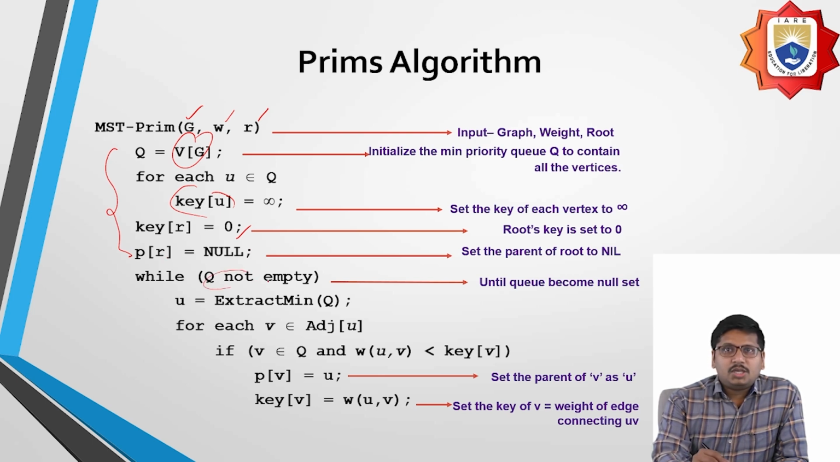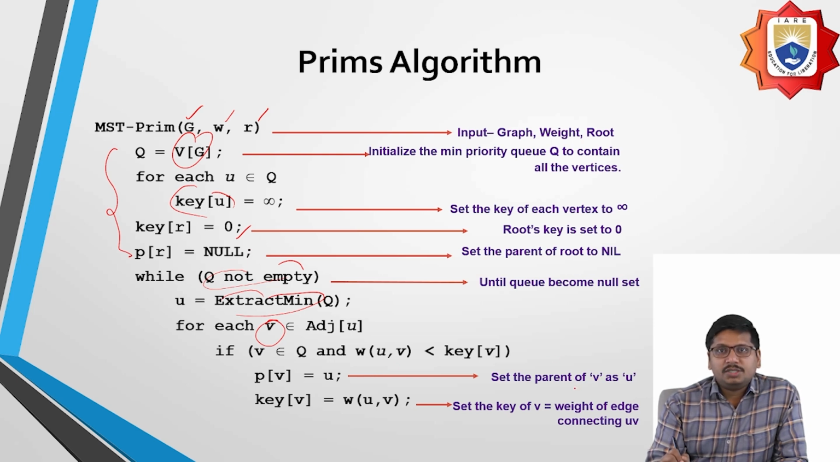Then, while the queue is not empty, I have to extract the minimum, and then for each vertex which is adjacent to this u, I have to set the parent of v as u, and set the key of v to the weight value of the connecting edge uv. So this is how the algorithm is going to work.